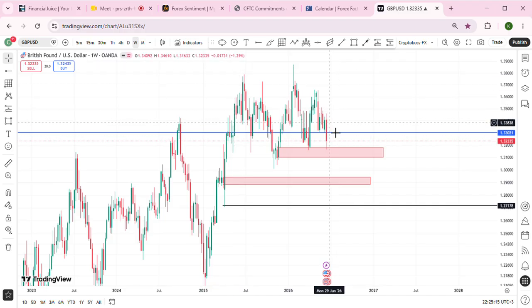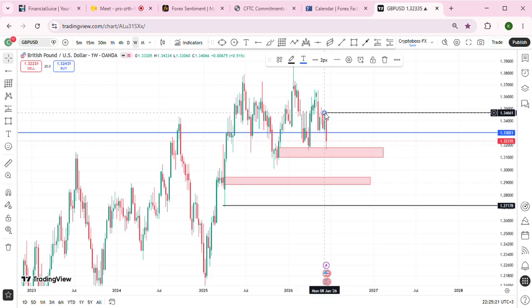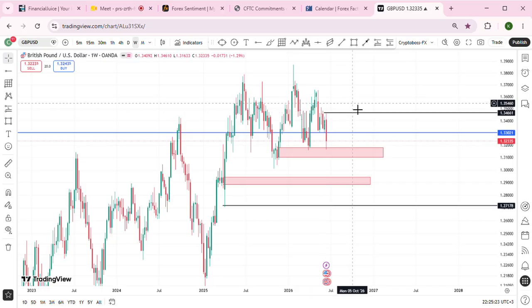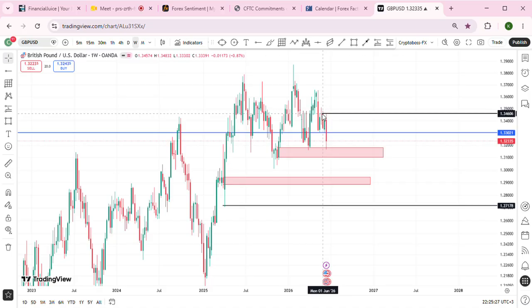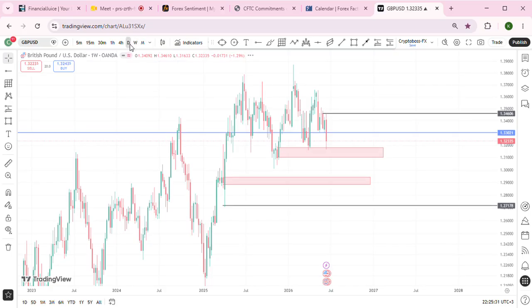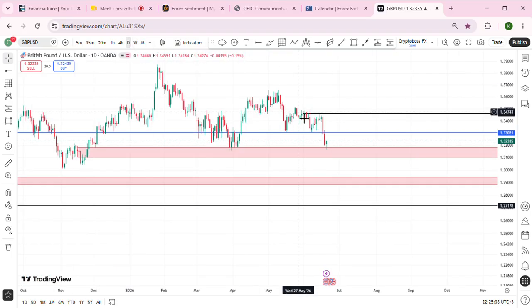So you can see last week the market did something very crazy. It took out both the high and the low of the previous week. So let's go to daily time frame.